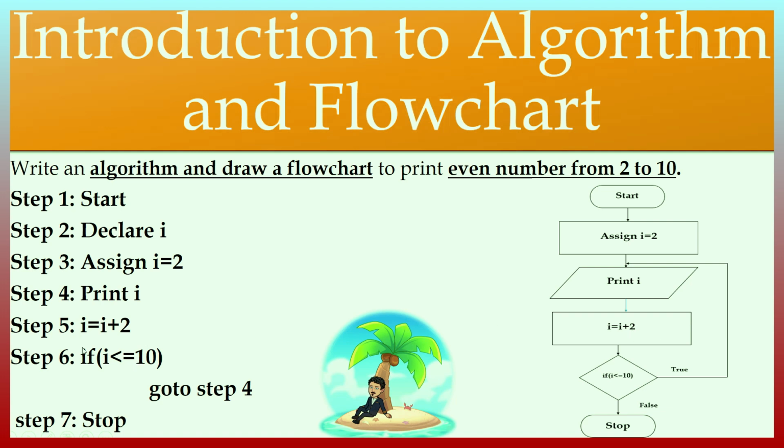Next comes the decision. If I is less than or equal to 10. If it is a decision, you use a diamond. And once again, if it is a condition, it has only two options, true or false. If the condition is true, go back to step 4. So it will go back to step 4. If the condition is false, the program stops.